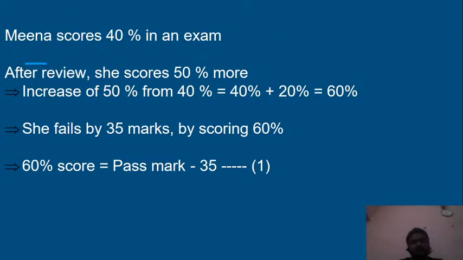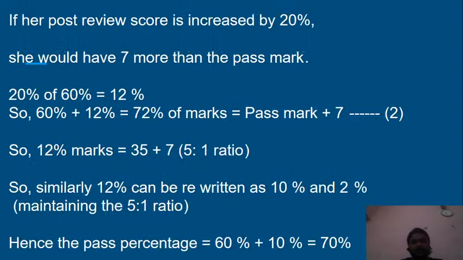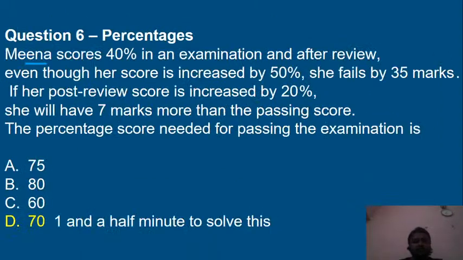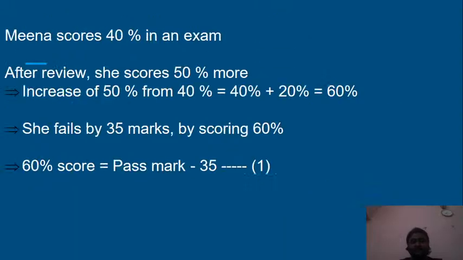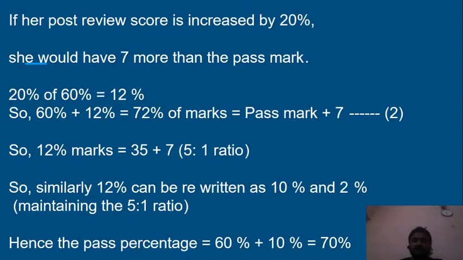So 72%, look, subtract equations 1 and 2, equation 2 minus 1. So 72% of the marks minus 60% of the marks, that is 12% of the marks is equal to what was earlier minus 35, 2 minus 1. So this minus 35 becomes plus 35 because I am subtracting this. So this becomes 35 plus 7. So again it becomes 42.